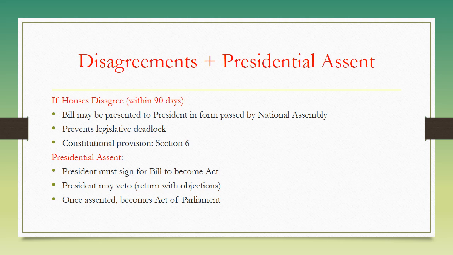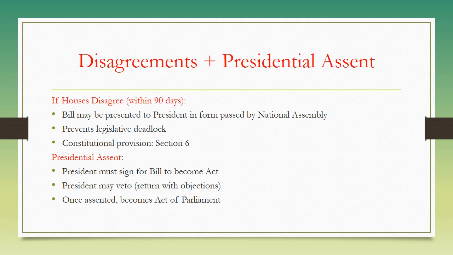Disagreements plus presidential assent. If the houses disagree, that is, the National Assembly and the Senate disagree on a bill, within 90 days, the bill may be presented to the President in the form passed by the National Assembly. This prevents legislative deadlock, and this is in compliance with the constitutional provision, Section 6.